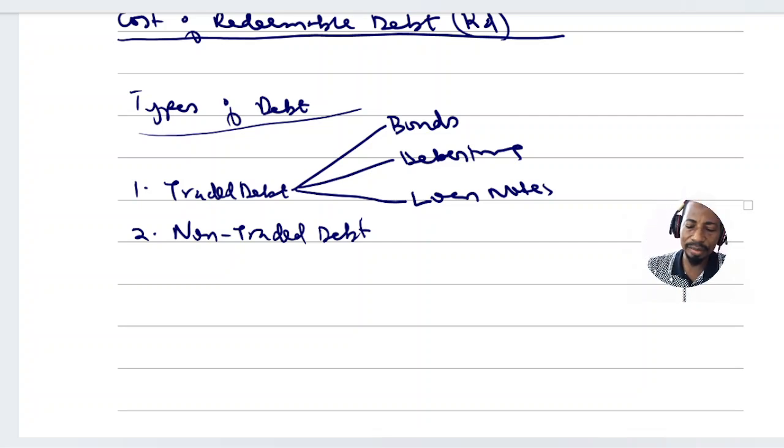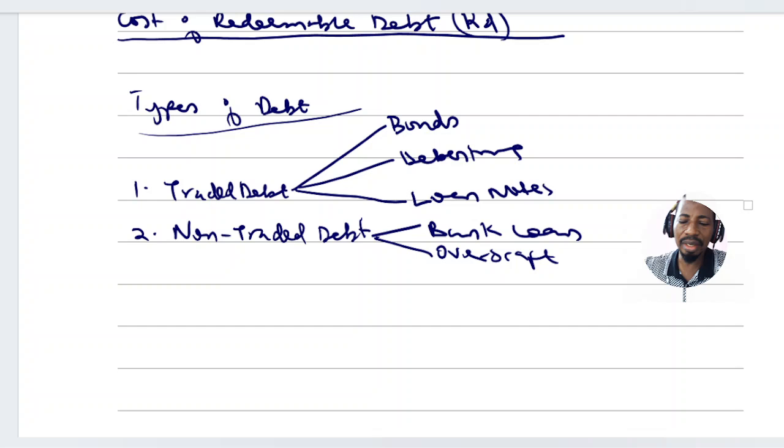The non-traded debts are securities that are not tradable. They are securities that cannot be bought or sold in an organized financial market. Examples include one, bank loans, then two, overdraft. You cannot take your bank loan to the market and sell or buy. It's not possible. Same thing with overdraft. You cannot sell your overdraft facility. That's not possible. So these are the examples of non-traded debt and traded debt.